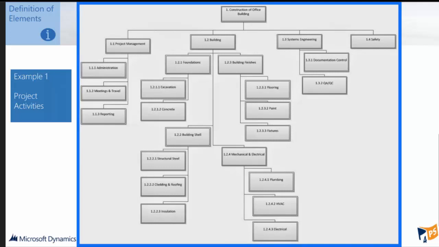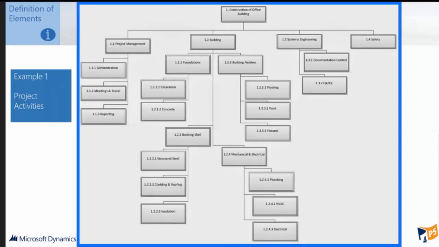This one here is a very construction type one, like a building one, which is based around project activities. So you can see at the top, you've got your construction of the office building. That is then broken down into a structure of project management, building, systems engineering and safety. Under building is then broken down foundations, building finishes, and then foundations is broken down into excavation and concrete, etc., etc.